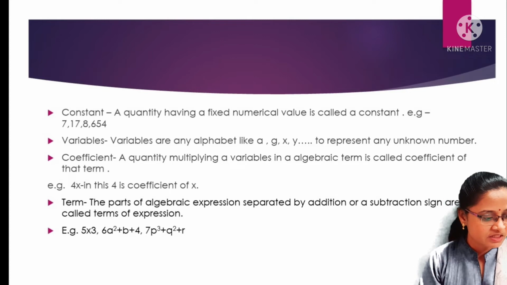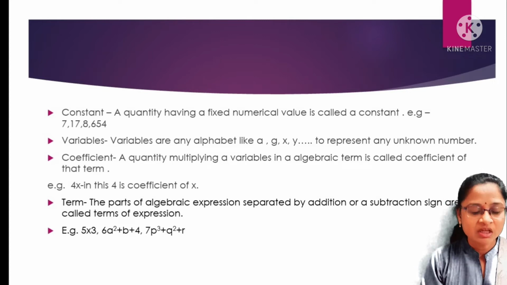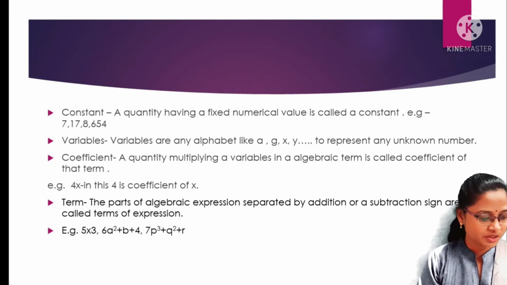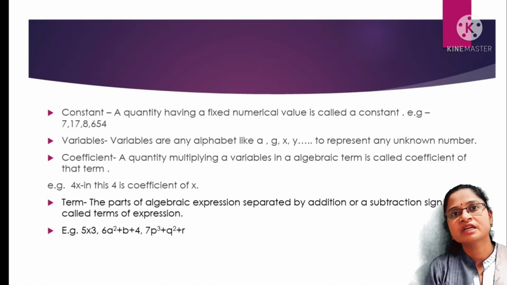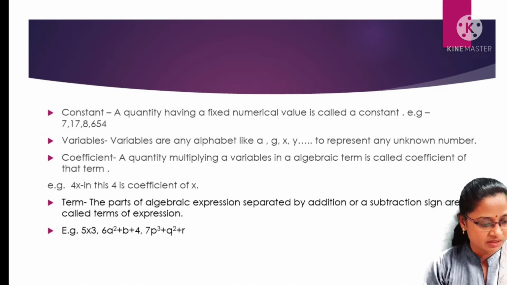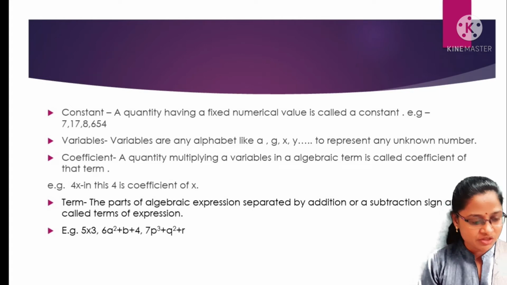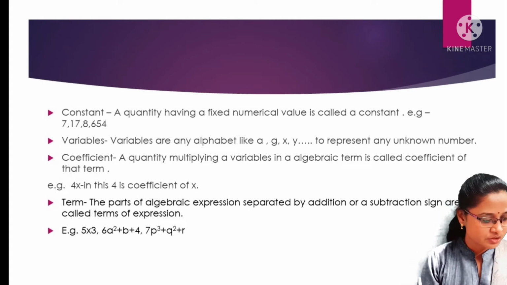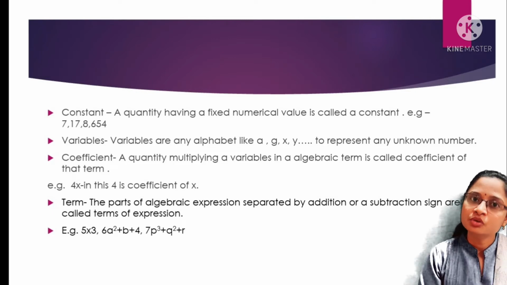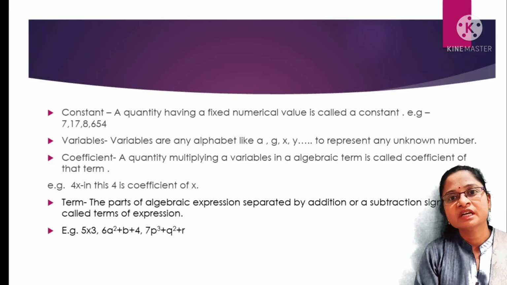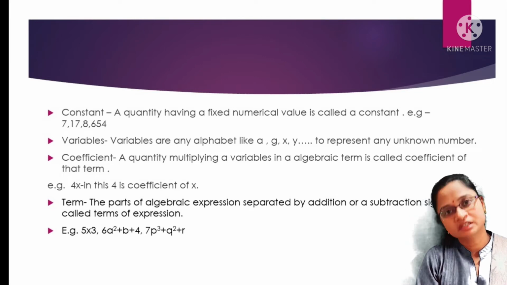Then the next is term. The parts of an algebraic expression separated by addition or subtraction are called terms. Now see here in this example, 5x square plus 2x plus 7. In this case it has 2 plus operators, so it has 3 parts or 3 terms.